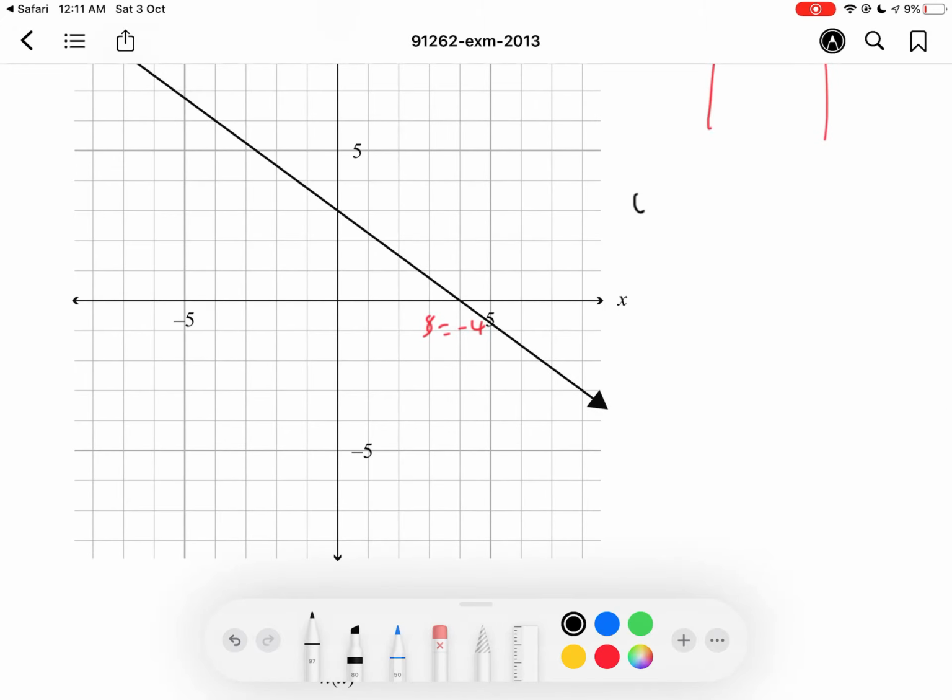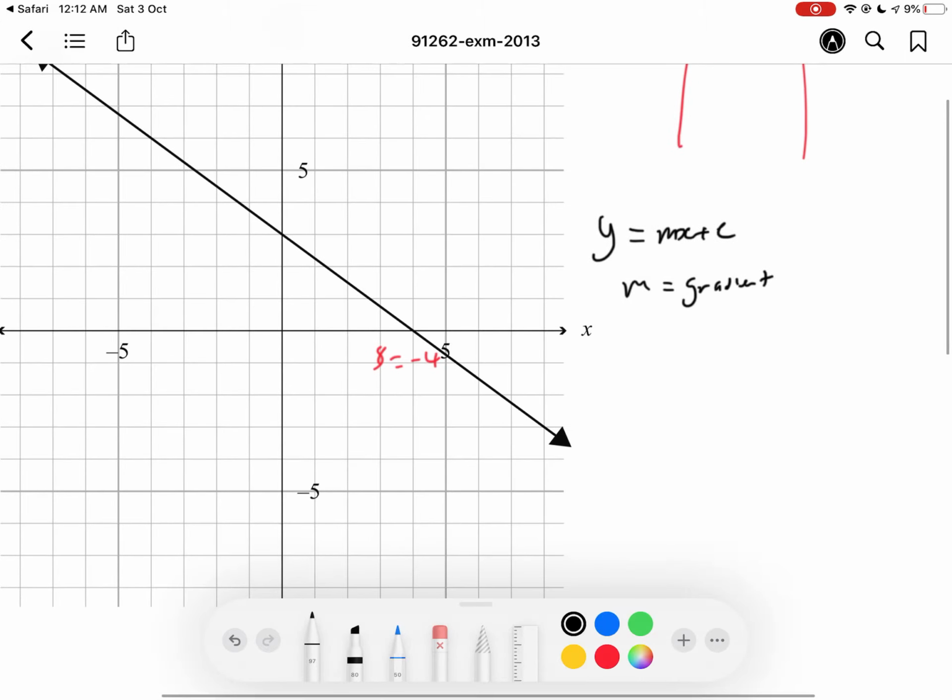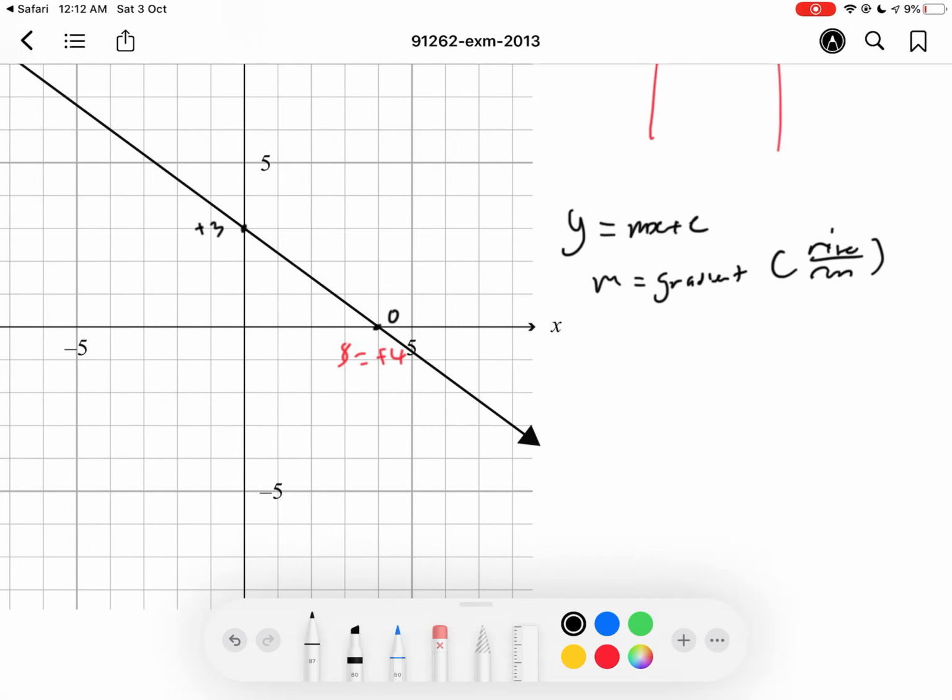So the equation of this negative line graph is y equals mx plus c, where m is the gradient, which is rise over run. If we look at this point here, it is positive 3, and if we look at this point here, it is 0. Sorry, that's positive 4 there. So rise over run is actually negative 3 over 4. That's our gradient.